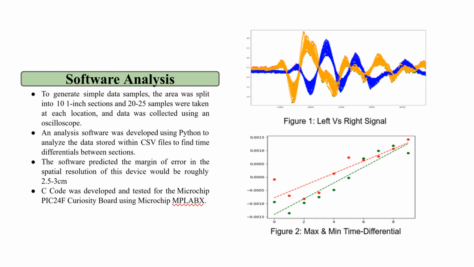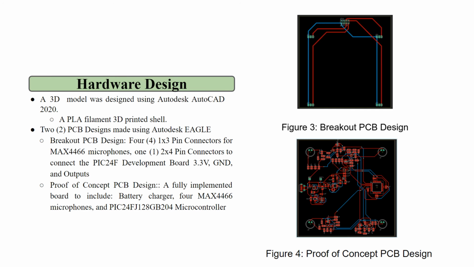With this information, the prototype was then developed by programming the Microchip PIC24 Curiosity board using Microchip's MPLAB X IDE. This chip was chosen due to its high clock speeds and the built-in 10-bit analog-to-digital converter. For the hardware design, there were 2 areas that the team focused on.